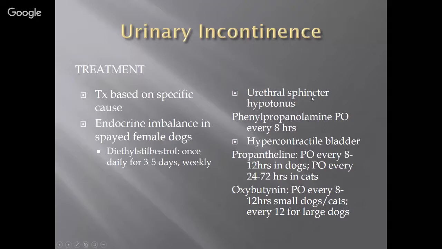If we have a urethral sphincter hypotonus, we use phenylpropanolamine. We also call this PPA or PPL, or you may have seen it as Proin. We start with every 8 hours or maybe every 12 hours, and then we try to get it to the lowest level possible so that the owner may be giving it once a day or once every couple of days, just to constrict that sphincter. And we think that this hypotonus is due to a decrease in estrogen levels in the animal.